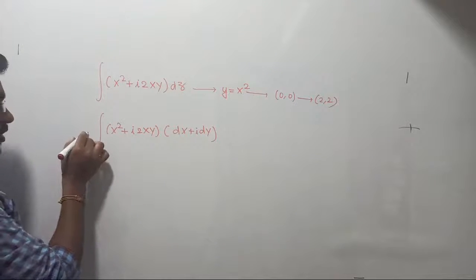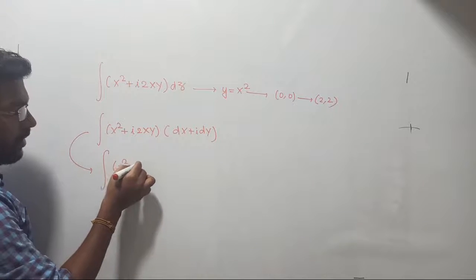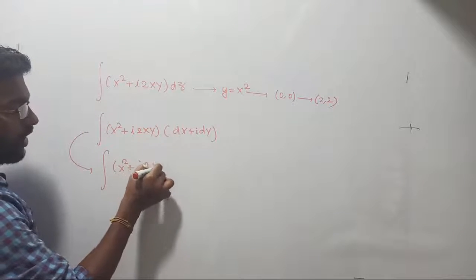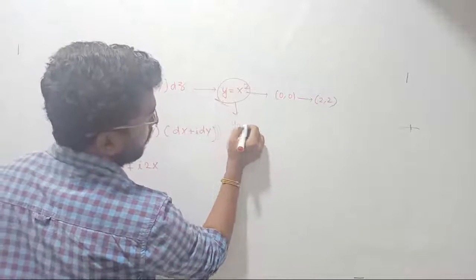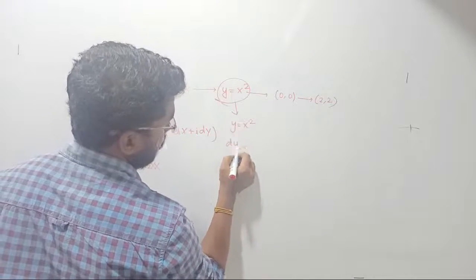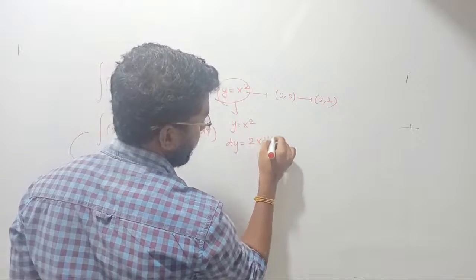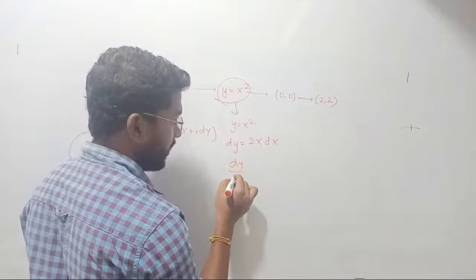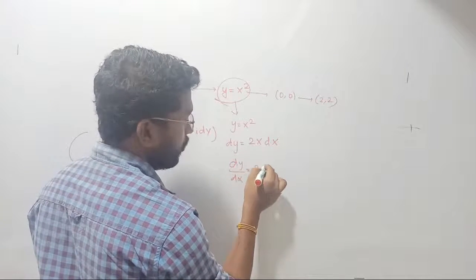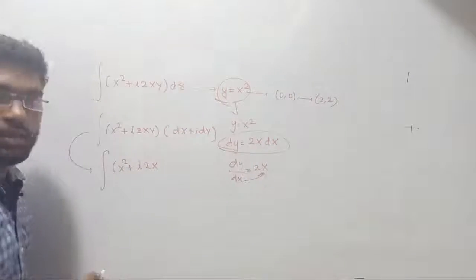Clear? Fine. So what will come? To write in terms of x, let us consider x square plus i into 2 into x. Okay, what did you substitute for y? See, according to the given, y can be replaced by x square. What about dy? Dy, if you do differentiation, it will become 2x into dx. Do you all agree with me? Actually, I am differentiating this function with respect to x. So dy by dx equals 2x. If you pass dx to that side, it will be like this: dy is equal to 2x into dx.